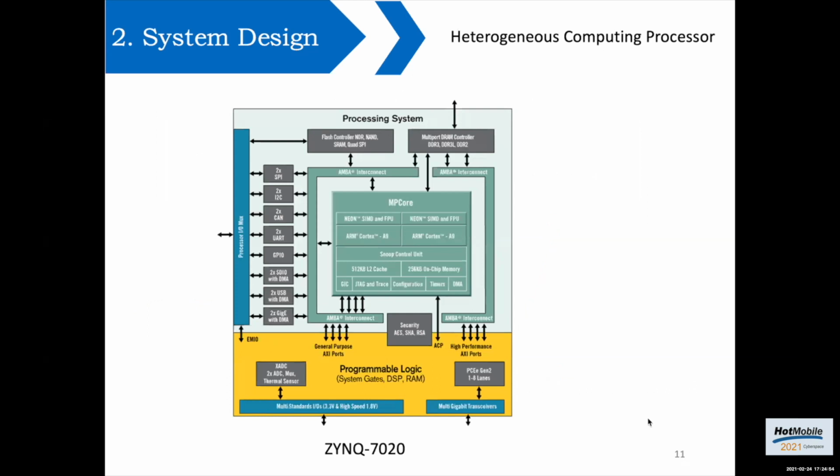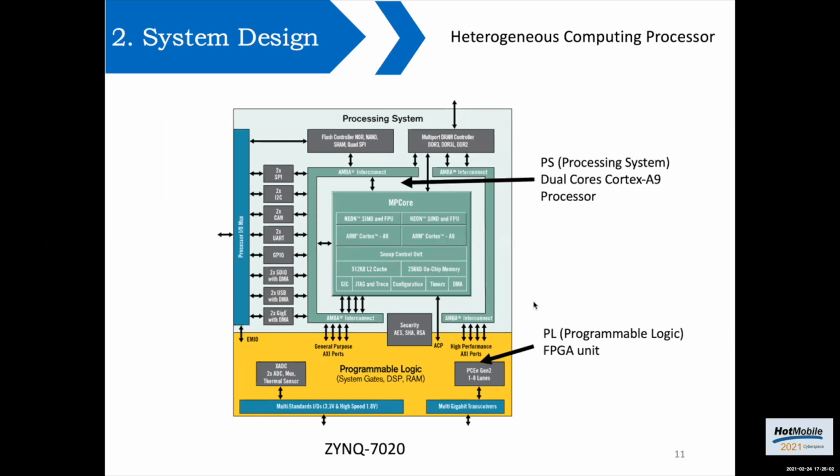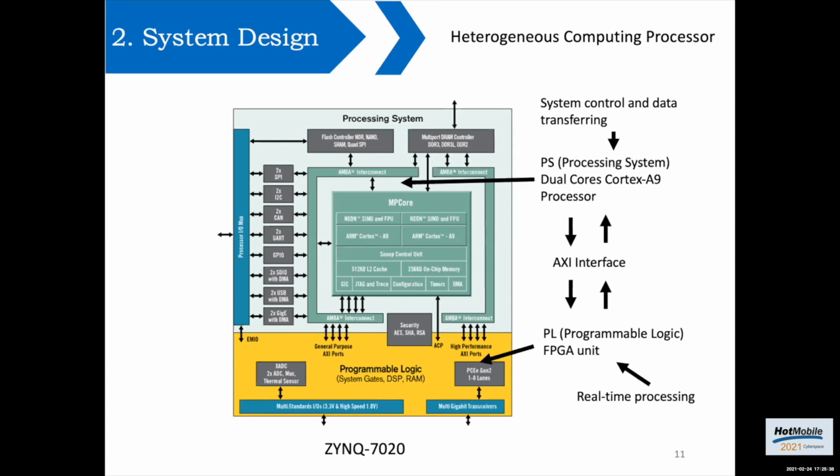Heterogeneous computing processors provide a new opportunity. It is a commercialized SoC that works for both general purpose processing and reconfigurability. In our system, the processing system, which is a dual-core processor, is responsible for system control and synchronization of each hardware module. The programmable logic, which is an FPGA unit, takes advantage of reconfigurability, real-time and parallel processing in wireless communication to support high-speed wireless protocols. They are connected via an AXI interface, which has very high bandwidth and throughput. So using a heterogeneous computing processor can provide both reconfigurability and sufficient onboard computing capability.